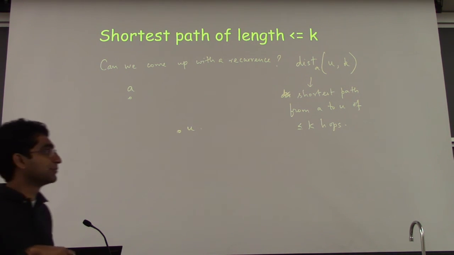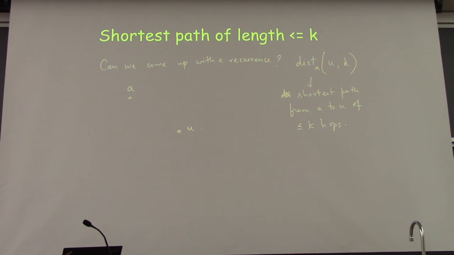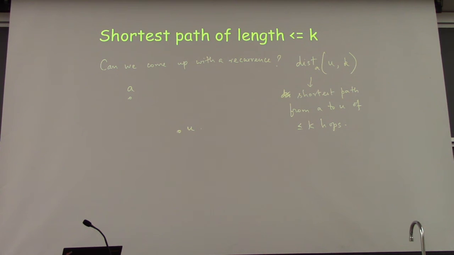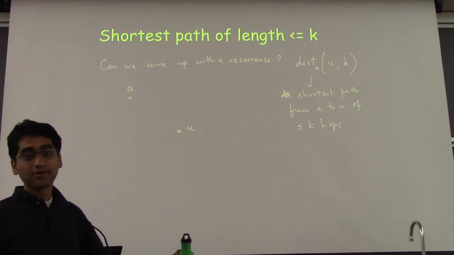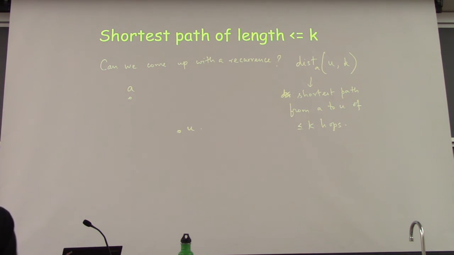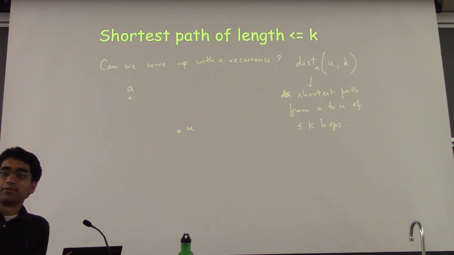This is simpler than some of your homework problems. So you want at most k hops, right? So if k is 1, what would you do? This is how you can usually think about things. You want to think of general k. So what if k is 1?